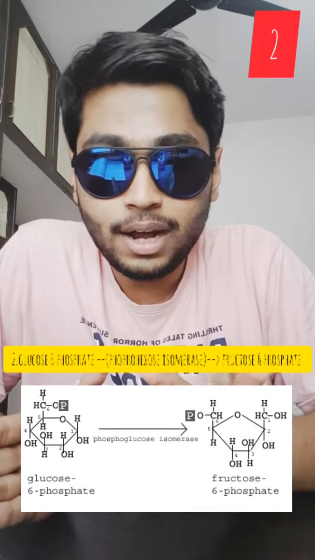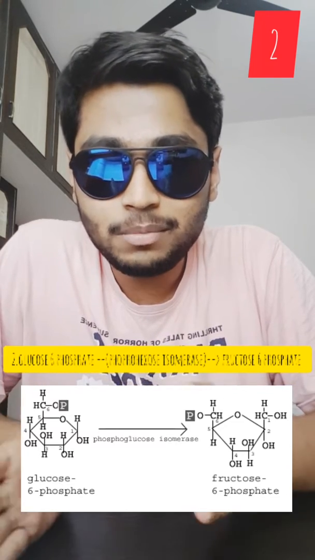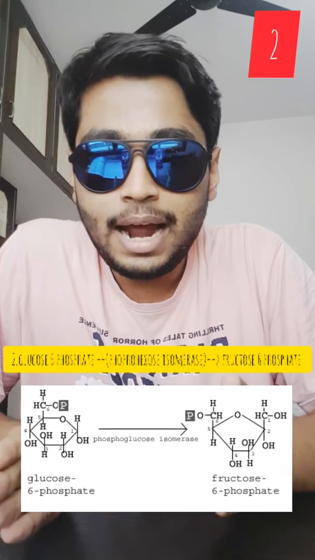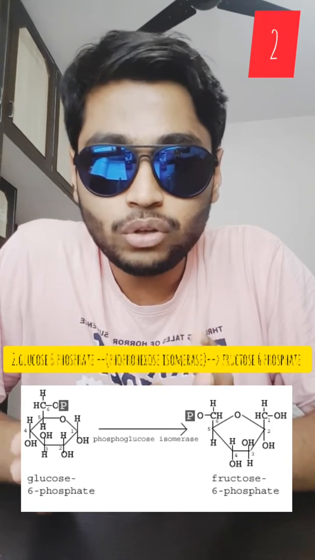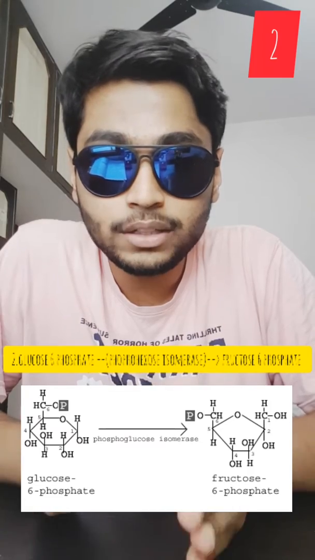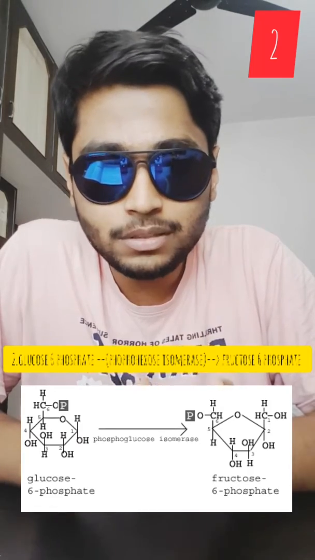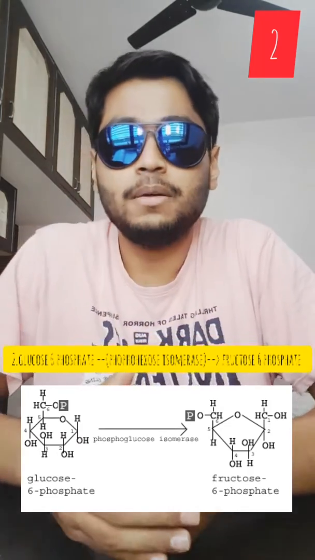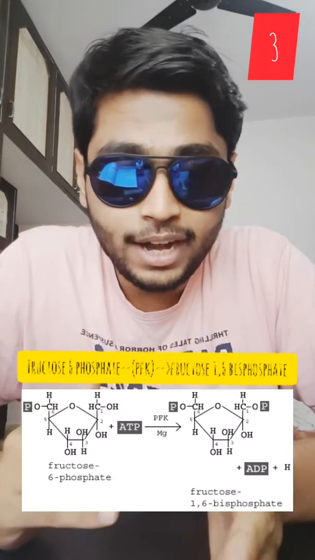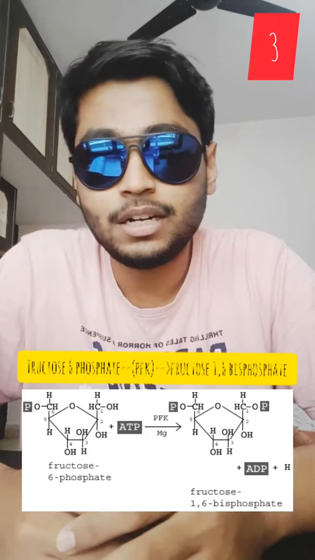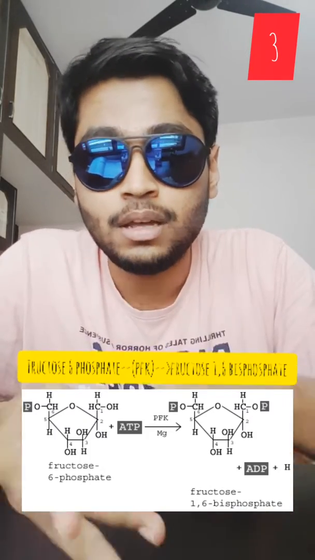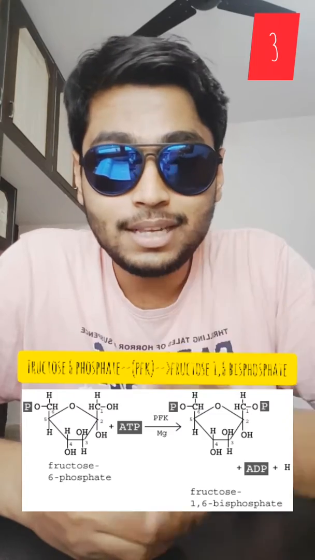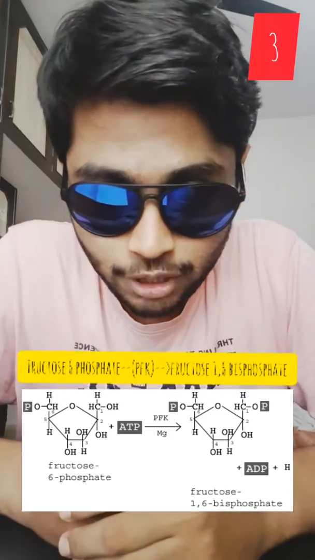Both are isomers, as in they are very similar to each other in structure. And this happens in the presence of the enzyme phosphohexoisomerase, and in the presence of magnesium. Now fructose 6-phosphate is again phosphorylated, as in a phosphate group is added into it, and it becomes fructose 1,6-bisphosphate by the phosphofructokinase enzyme, or PFK in short.